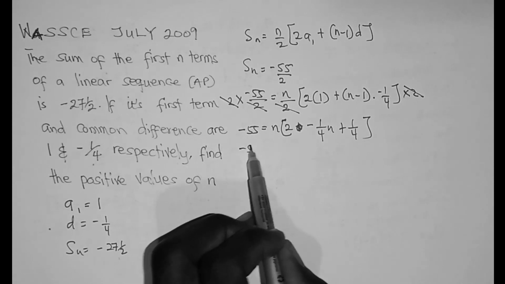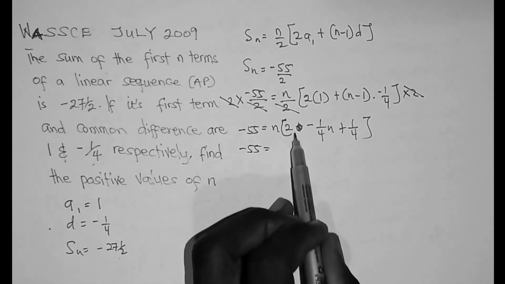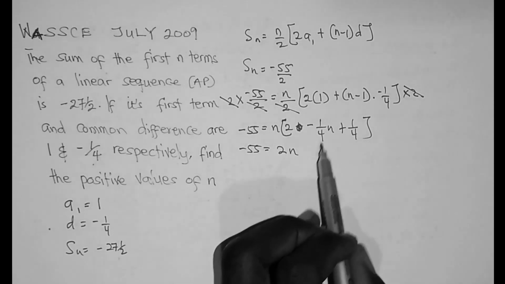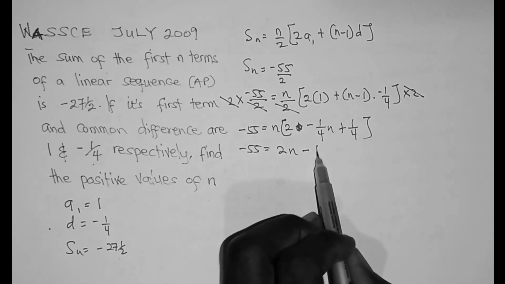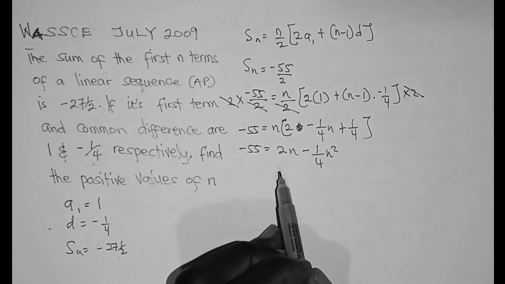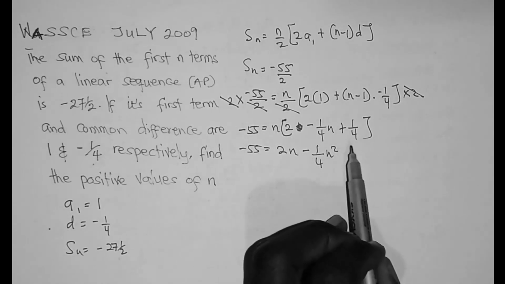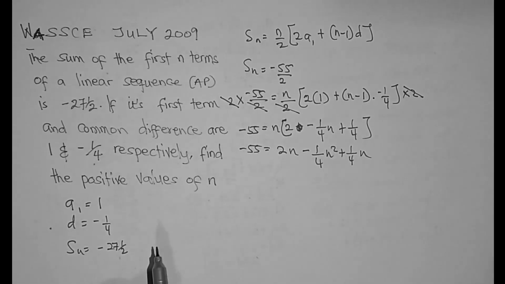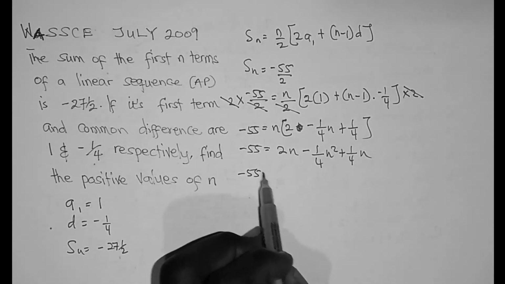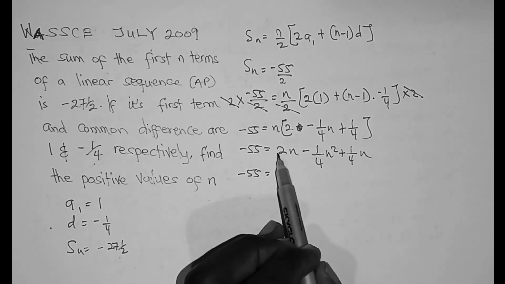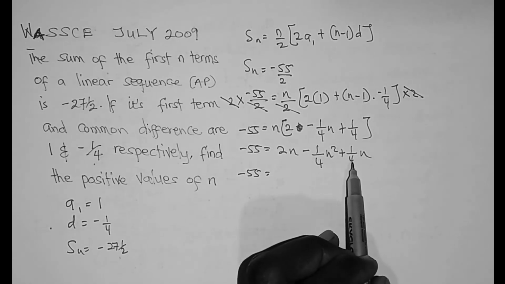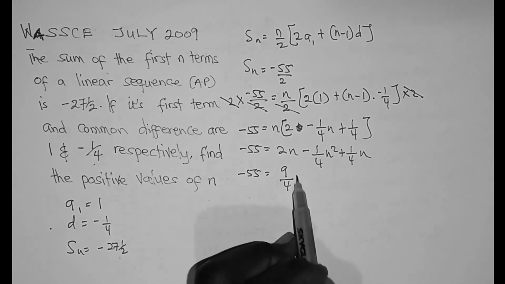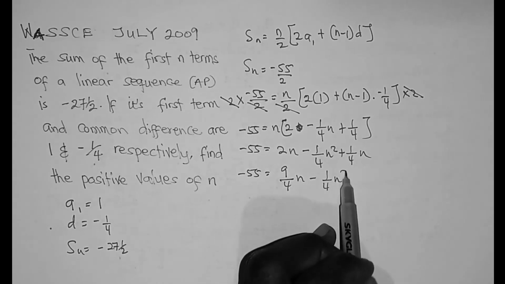So we get minus 55 is equal to 2 times n is 2n. Then n times minus 1 over 4n becomes minus 1 over 4n squared. Then n times 1 over 4 becomes plus 1 over 4n. So minus 55 is equal to 2n plus 1 over 4n equals 9 over 4n minus 1 over 4n squared.